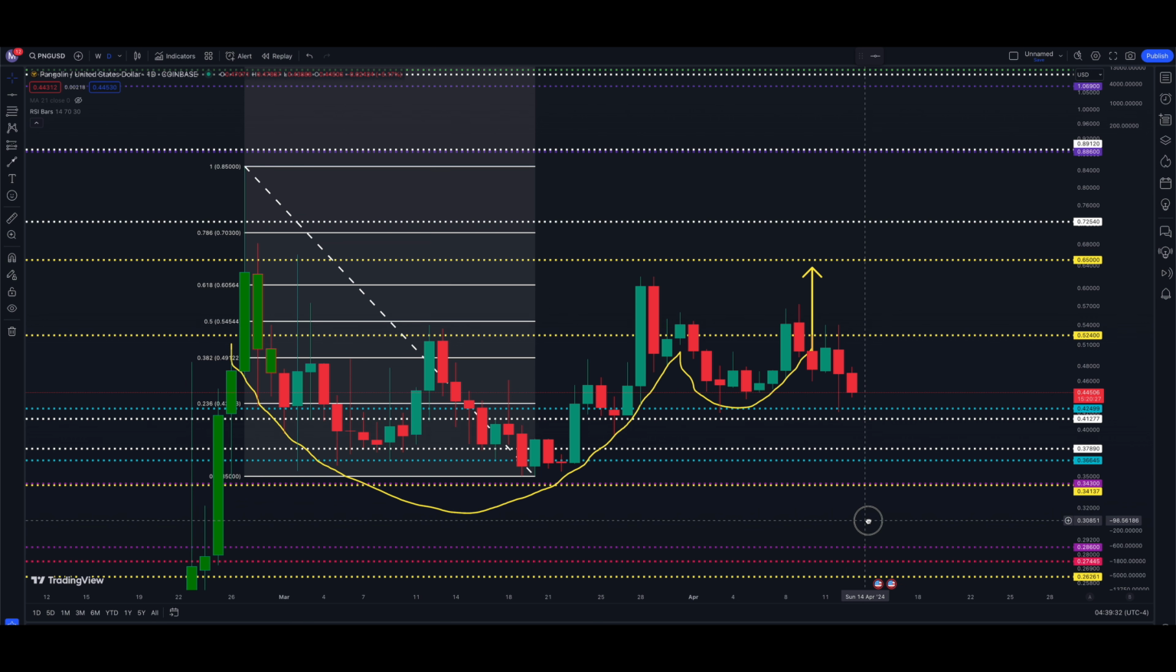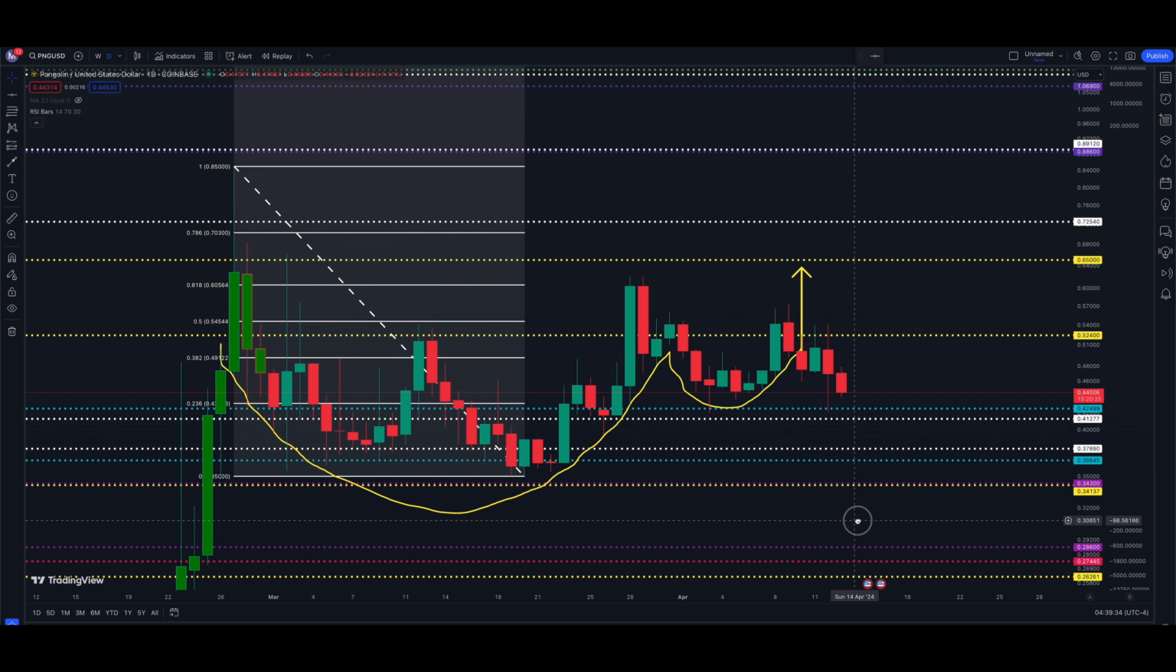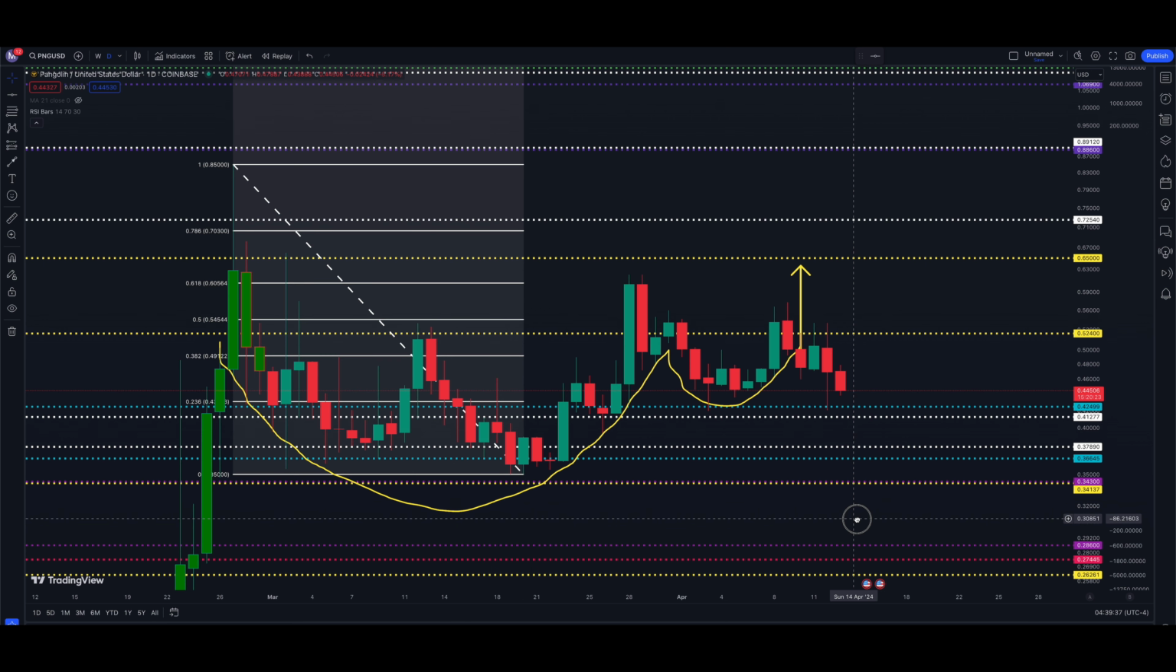Let's jump right into this PNG chart. We're going to talk about a couple things here. So it's going to be an interesting one. We're going to talk about upper and lower price targets. We're also going to talk about the Bitcoin at the end of this video.